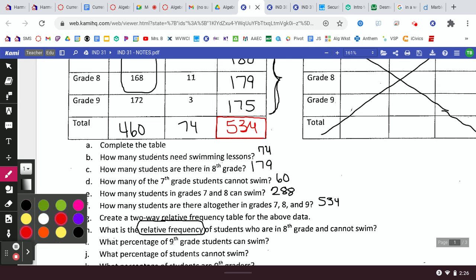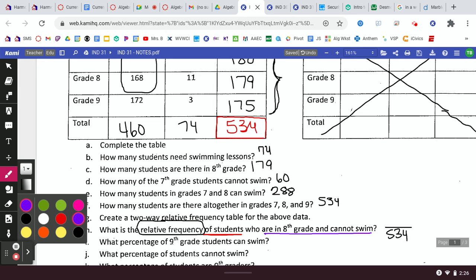So the first thing it says is what is the relative frequency of students? Okay, there's our of, and so our of here is all the students. So if we're making a fraction, the of is on the bottom. The of here says all of the students, so that is the 534. Then it goes on to say are in the 8th grade and cannot swim. So that tells you your small group. Your of is your big group, and in this case, of is all the students. And then your R tells you what smaller group you're looking at. And your smaller group, your part, always goes on top, your whole always goes on the bottom.